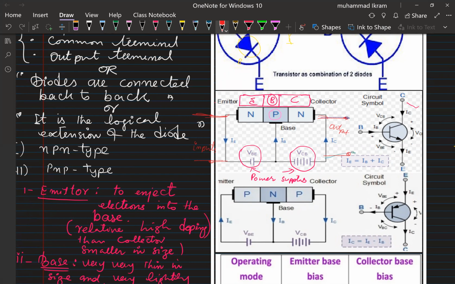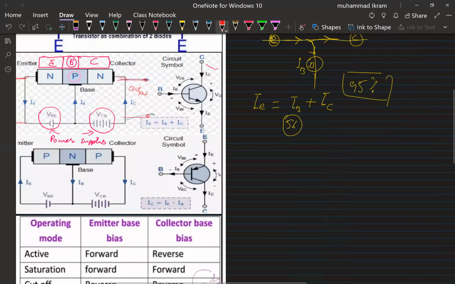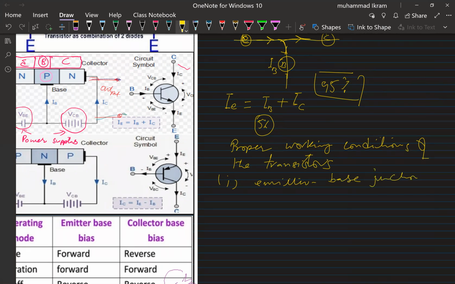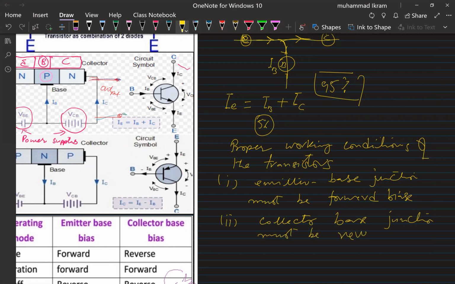These are called the biasing potential differences, for the proper working conditions of the transistor, which I'll explain later on. In the proper working conditions of the transistor, the emitter base junction must be forward biased, and the collector base junction must be reverse biased. Okay, these are the proper working conditions.